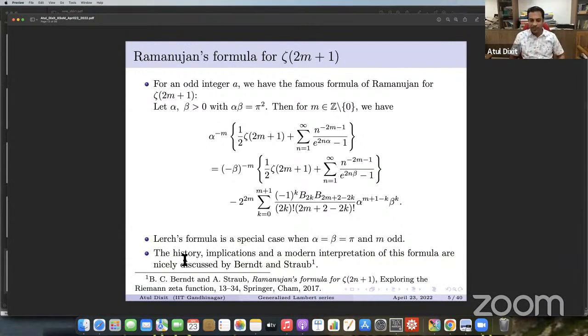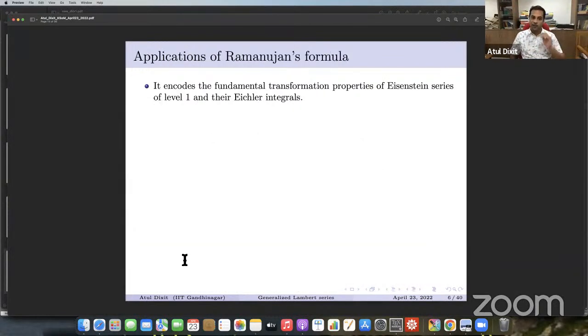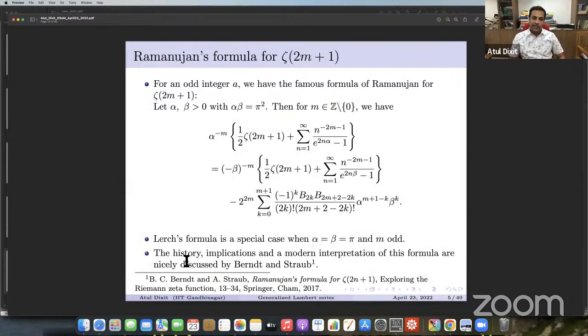So let me now explain some applications in which this modern interpretation of this formula would be evident. The first one is that Ramanujan's formula encodes the transformation properties for Eisenstein series on SL2(Z) and their Eichler integrals. How do we see this? Let me go back. Here, m is any non-zero integer. So if I take m to be a negative integer less than minus 1, then of course this particular thing is just 0.